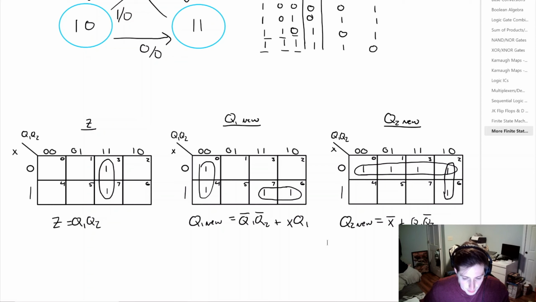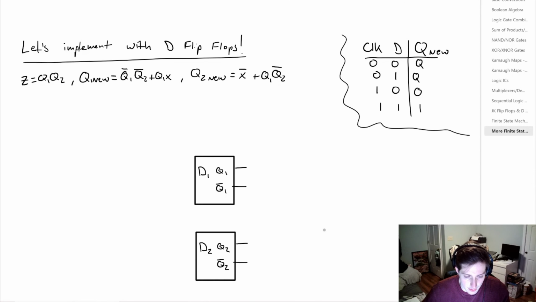With these functions, what we want to do is implement them into a logic circuit. And we can choose JK flip-flops or D flip-flops. Let's choose D flip-flops. We just brought down our functions Z, Q1 new, and Q2 new, and we brought down our original truth table for the D flip-flop, where we are only concerned with when the clock is high. What we notice is that when the clock is high, on that rising edge, Q new is essentially equal to D.